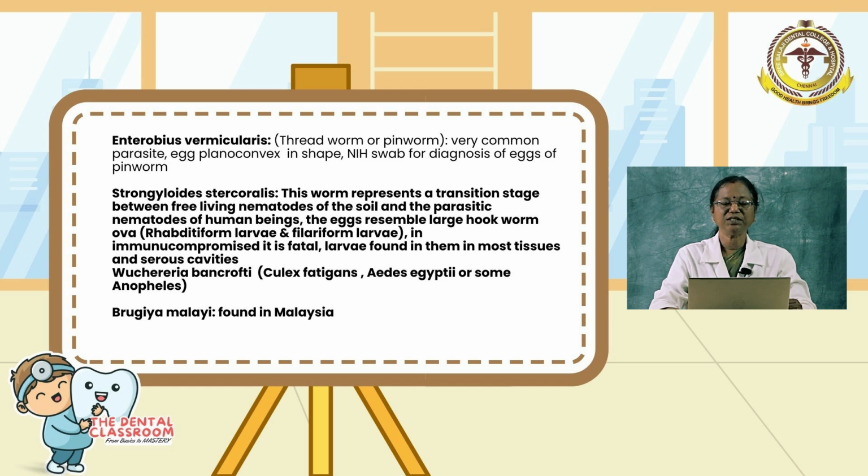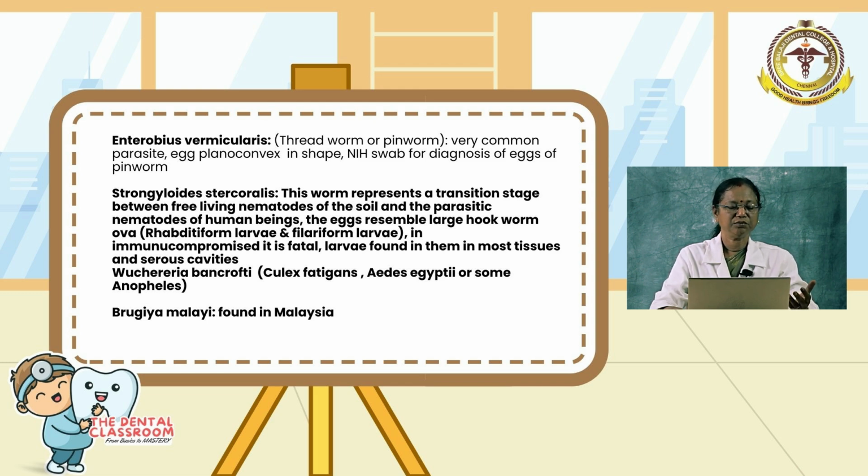The next is Strongyloides stercoralis. This worm represents a transition between free living nematodes of the soil and parasitic nematodes of human beings. It has both rhabditiform larva and filariform larva, representing both. In immunocompromised patients it is fatal. The larvae are found in most of the tissues and in serous cavities of these immunocompromised patients.